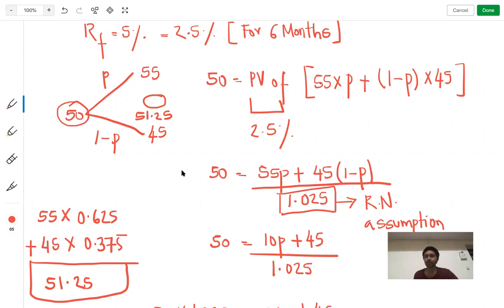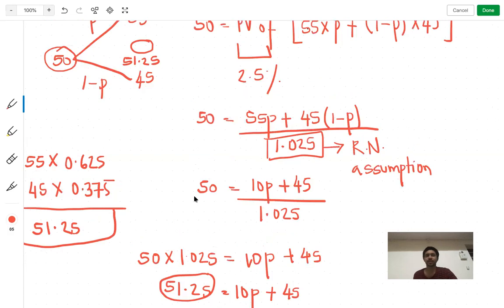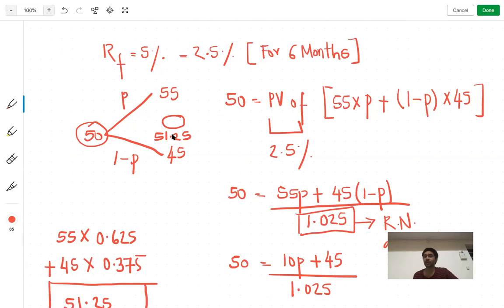This 51.25 is nothing but what we got on the LHS over here. Now, if I expect the share price to be 51.25 at t equal to 6, then the return that I earn if I buy a share today and sell it at t equal to 6 at an expected share price of 51.25, my realized rate of return will be 2.5 percent. 50 into 1.025 is nothing but 51.25, right? So having known this 51.25, I actually backed out these probabilities.